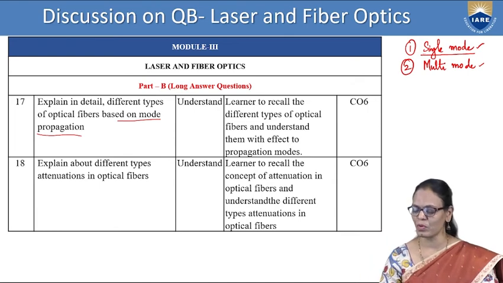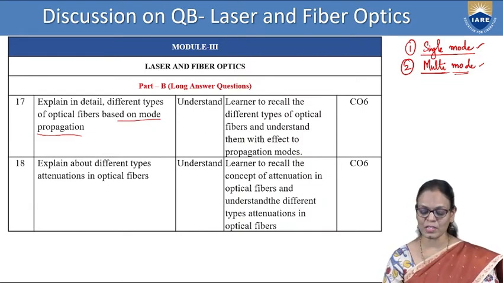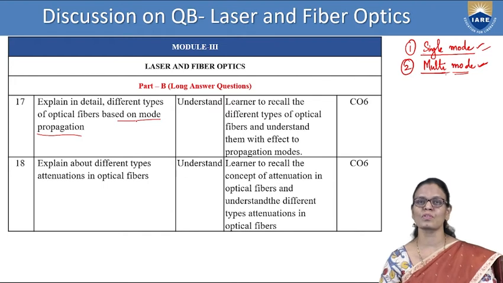And for multi-mode, the diameter of the core is large. So again, you will have to draw the diagram and explain what should be the ratio and the form in which they travel. In single mode, it always travels in a straight line. In multi-mode, it may travel in a zigzag manner. So all these things have to be explained for different modes of propagation.